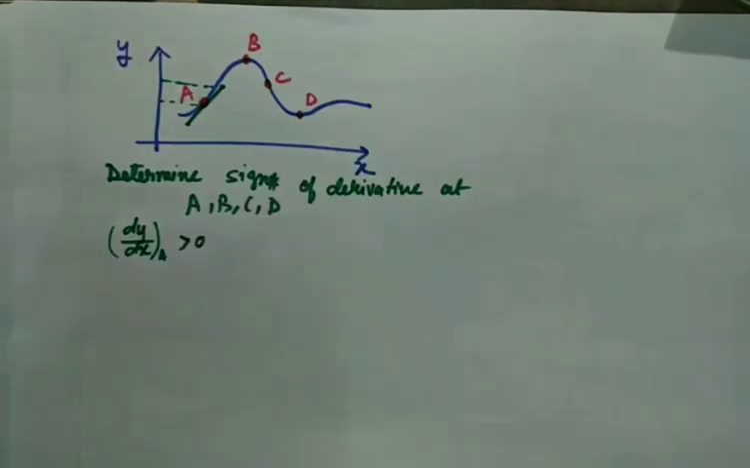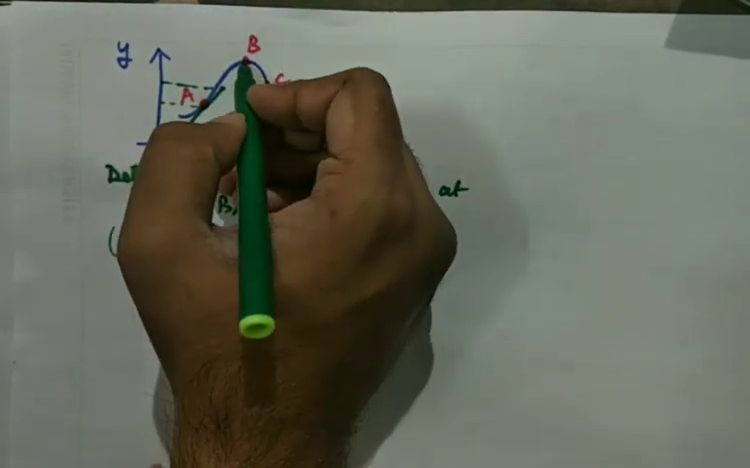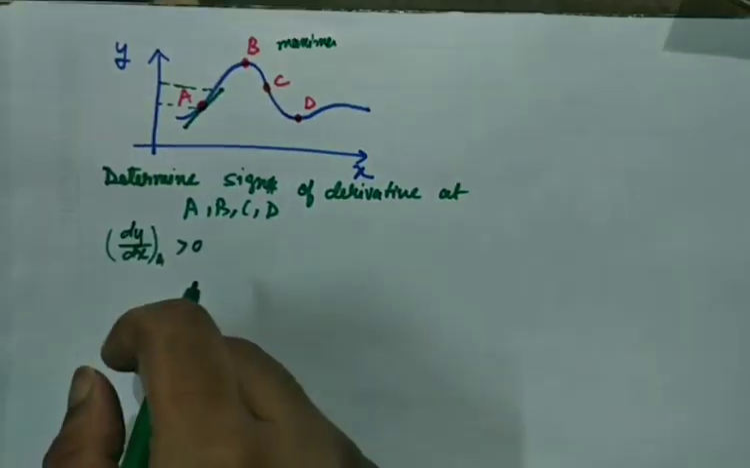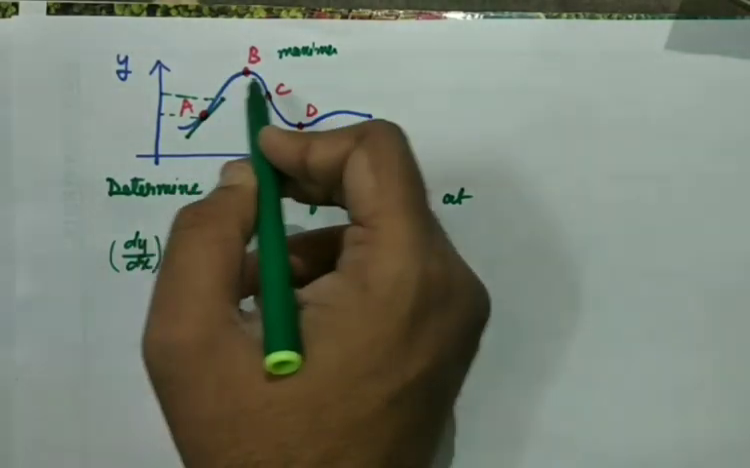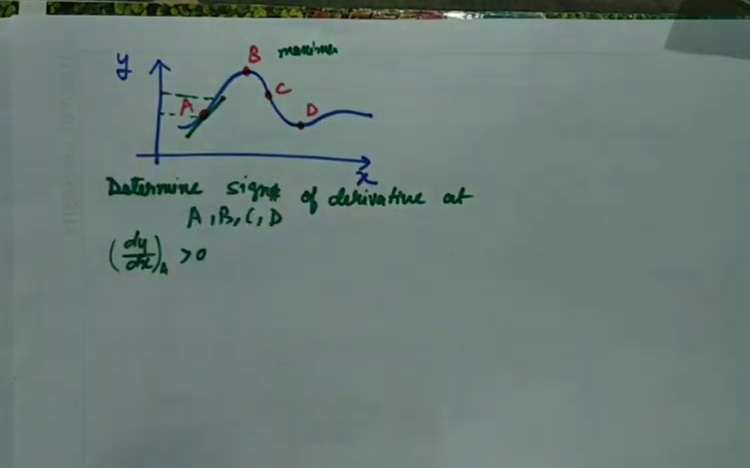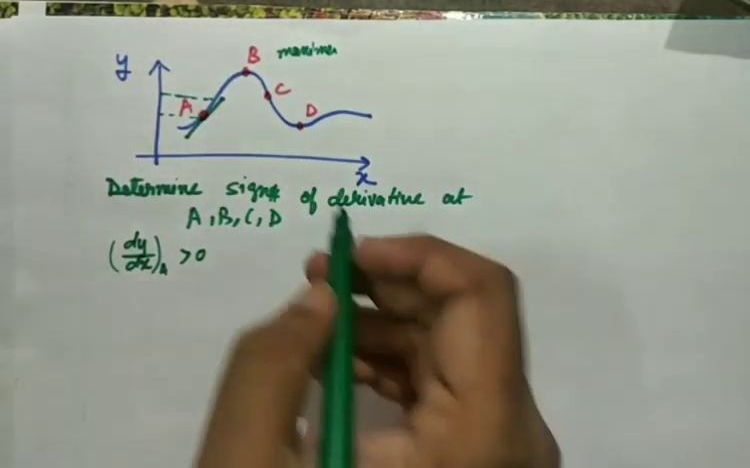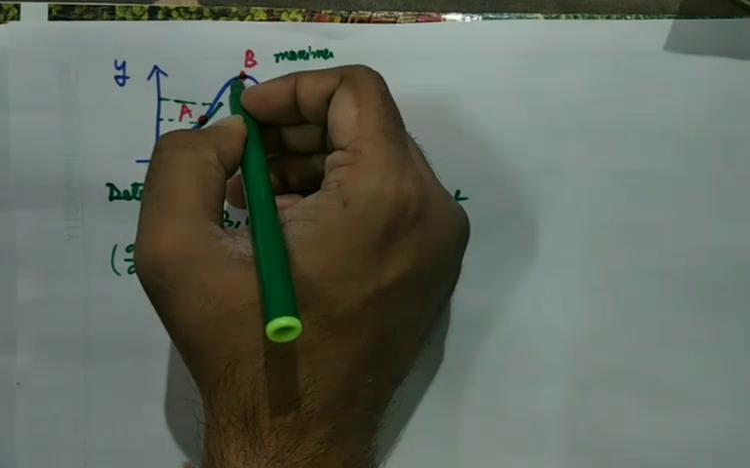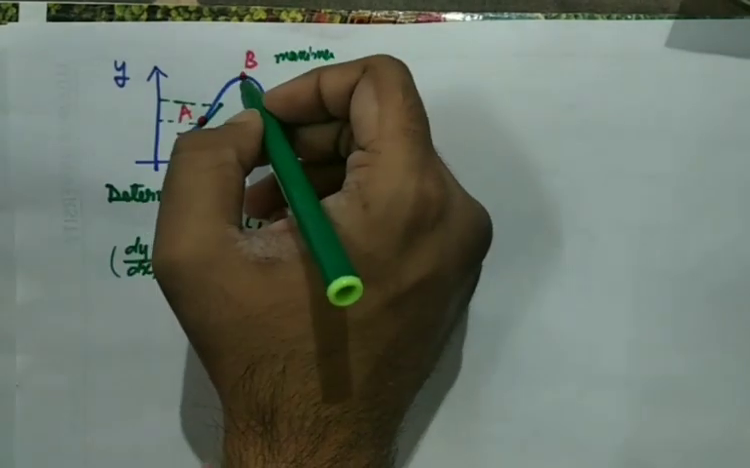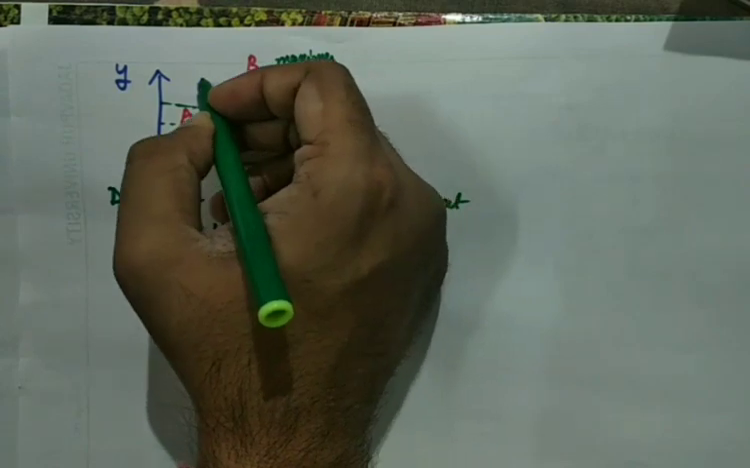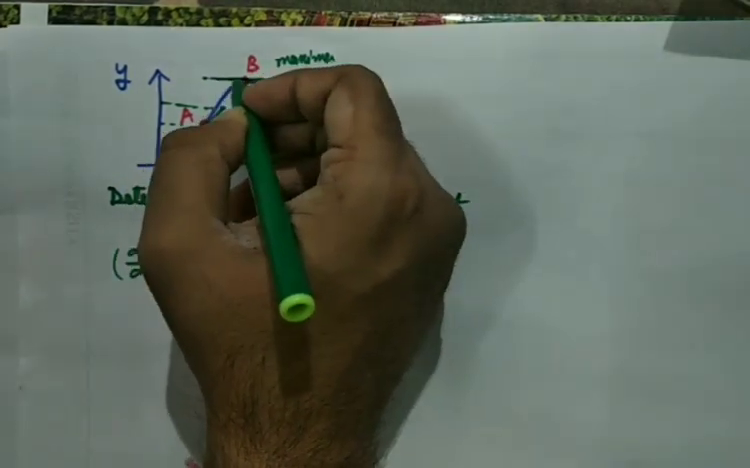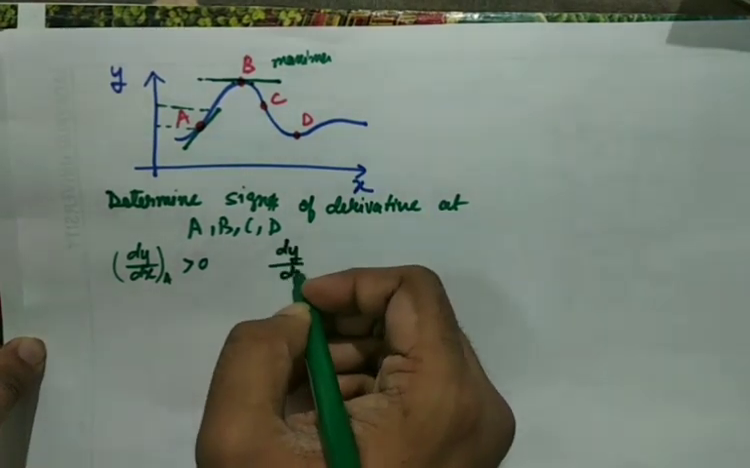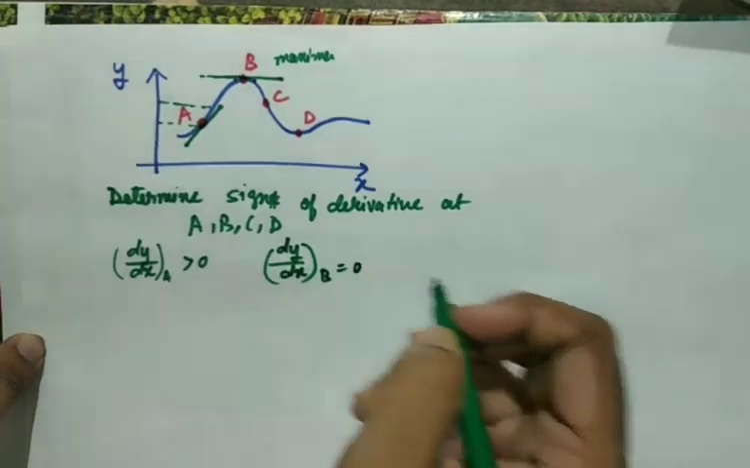Let's see at point B. At point B, there is a maxima. That means this is the maximum value of the curve. Now, just before point B, y has some value, and just after point B, the value remains the same. And if we draw the tangent here, it is parallel to the x-axis. So we can say that dy by dx at B is equal to 0.